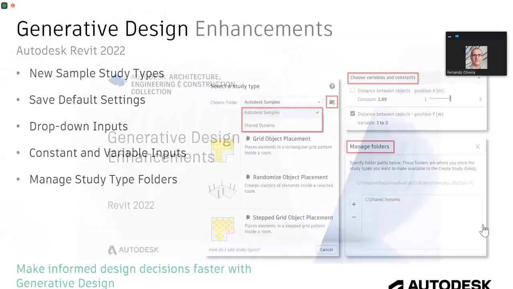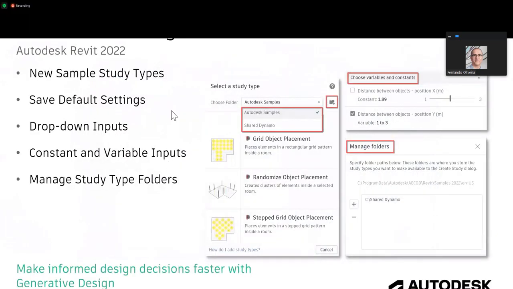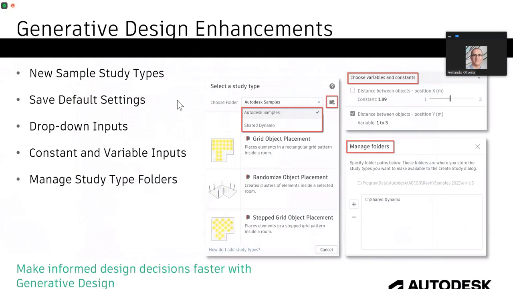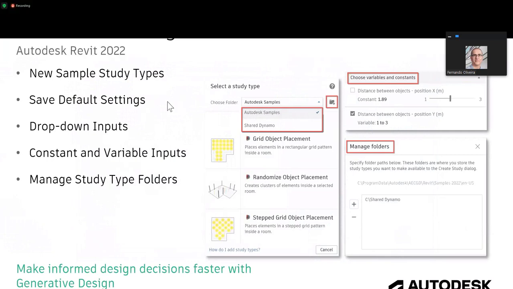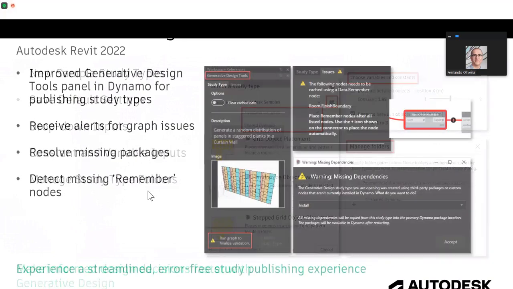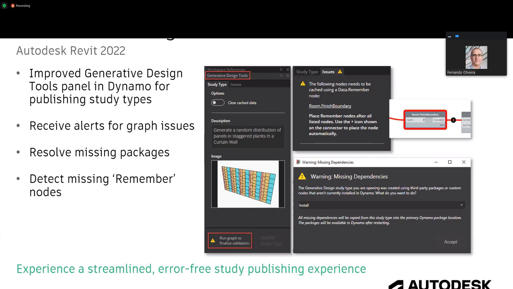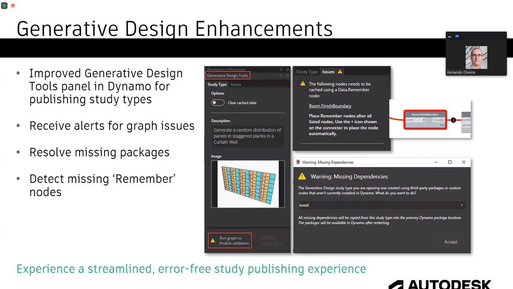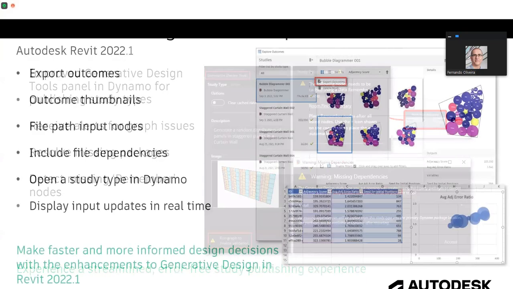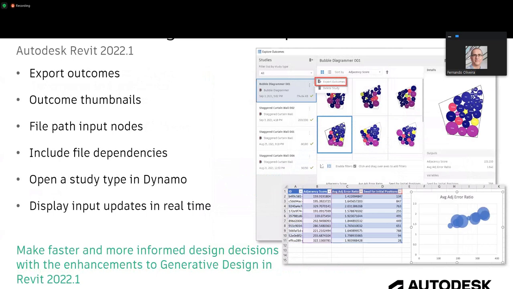So let's go further. In 2022, we have new sample studies, more options like save default settings, new drop-down inputs, new variables, constant and variable inputs, and manage study types by folder so we can store in folders. Also new nodes on the generative design panel in Dynamo. We had a new alert tool to give us more feedback about the issues and to resolve issues with missing packages or missing dependencies.